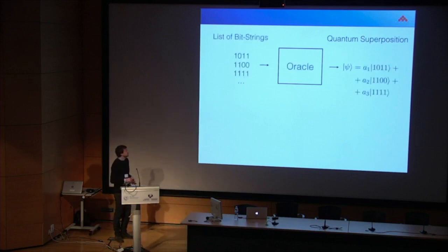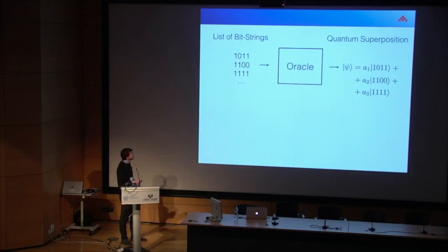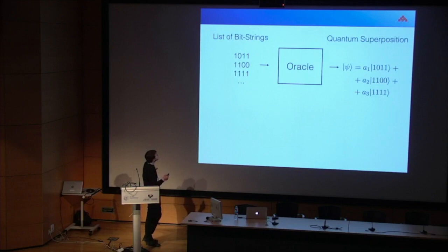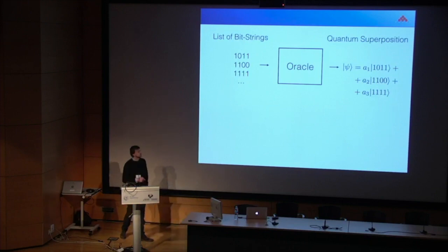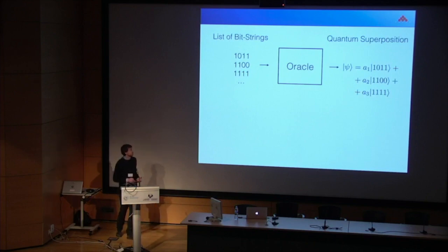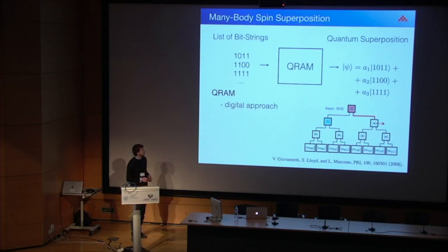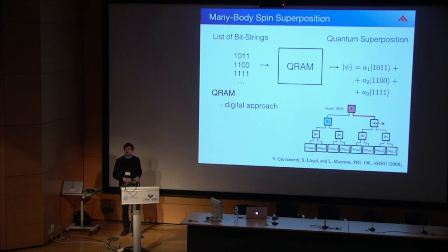and we want then to have an oracle that actually makes this into a superposition. Now, for us physicists, we would probably translate this into bits and spins. So this means we would like to translate a list of bit strings into a quantum superposition state, and we want to make this fully programmable. Now, this is by some people considered the holy grail of quantum machine learning and many quantum algorithms.